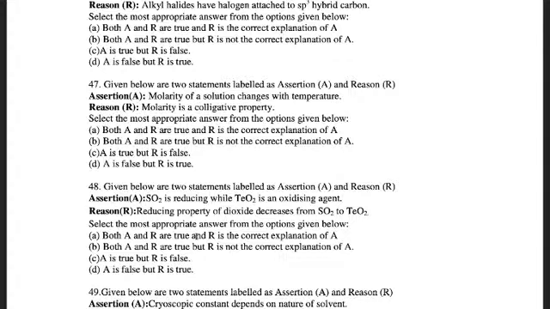Correct. The answer is option A. Assertion: SO2 is reducing while TeO2 is an oxidizing agent, is correct. Reason: reducing property of dioxides decreases from SO2 to TeO2, is correct, and it is the reason for the assertion. So the answer is A. For question number 48, the answer is option A. Both A and R are true. R is the correct explanation of A.